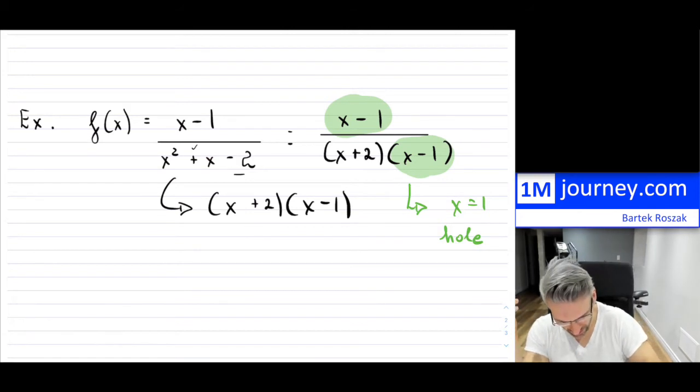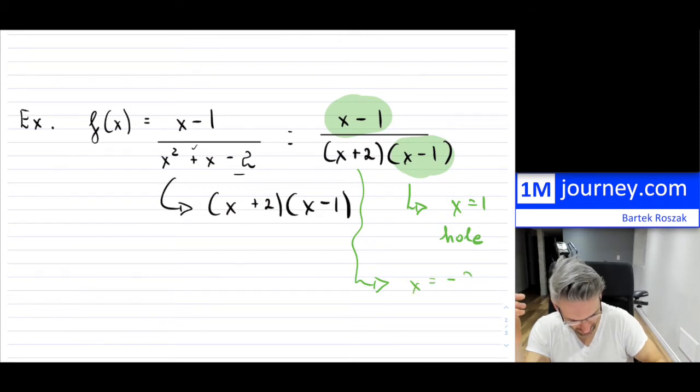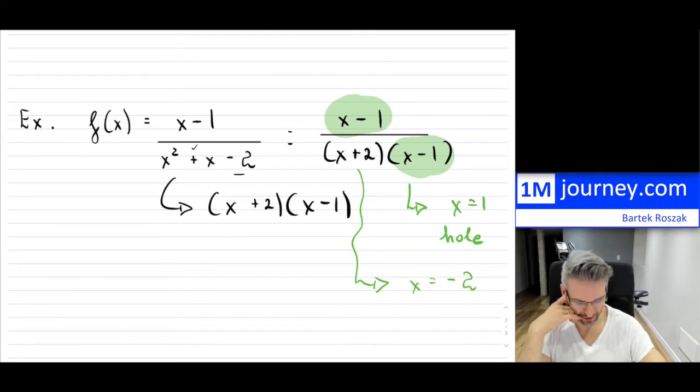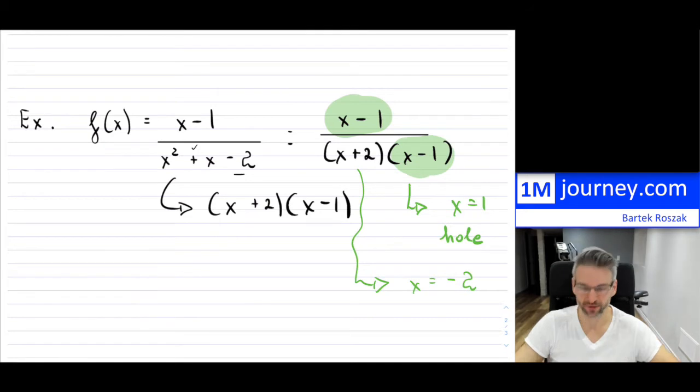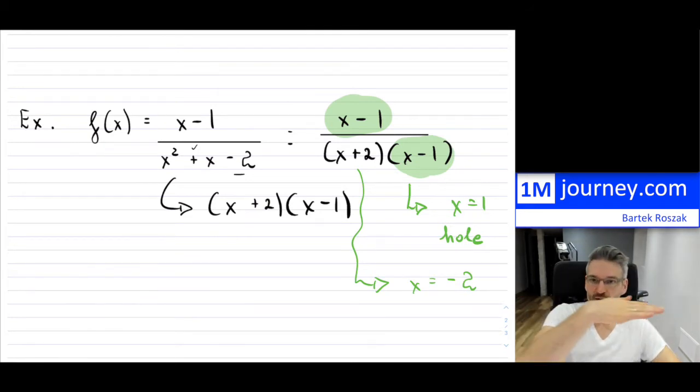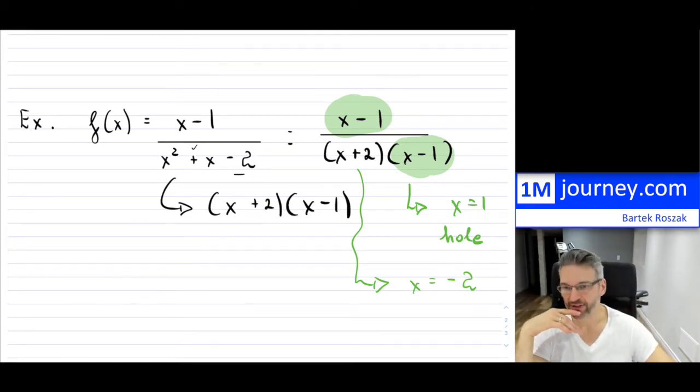Now, from right here, it looks like we're going to have a vertical asymptote at x is equal to minus 2. All right, so that's what we're going to have there. Moreover, let's take a look at the horizontal asymptotes that we have in here.